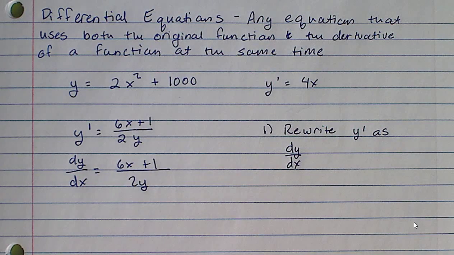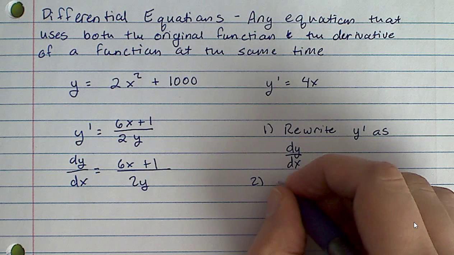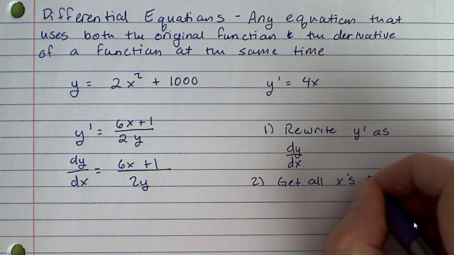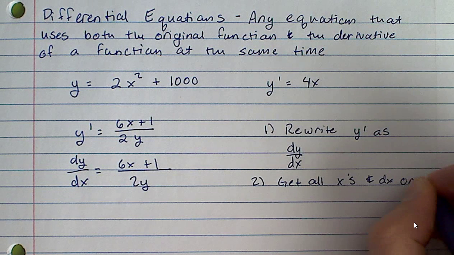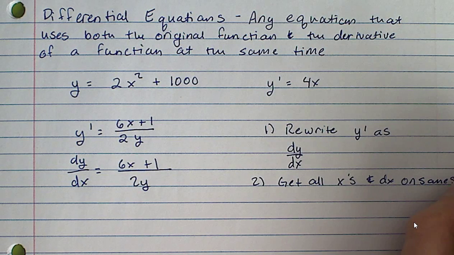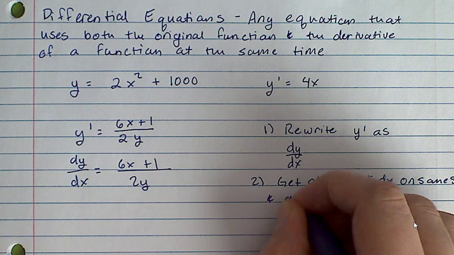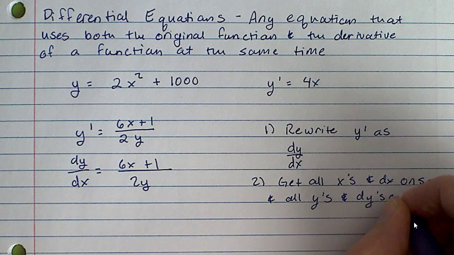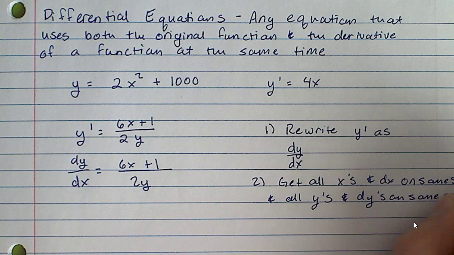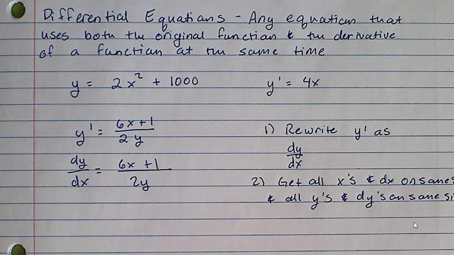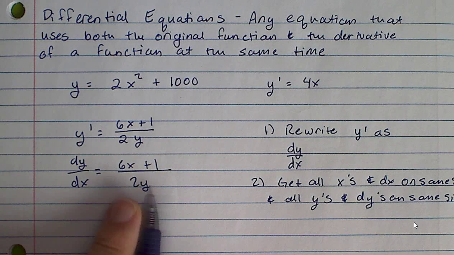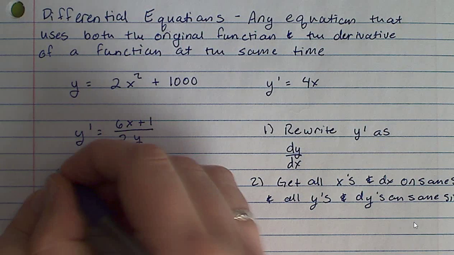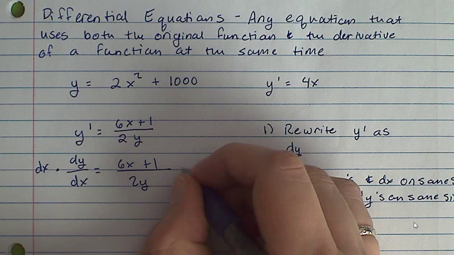Next, step number 2, you need to get all the x's and dx on the same side, and all the y's and dy's on the same side. So in this case, I'm going to start by moving all the dx's over here, and I'm going to move the 2y over there. So to move dx, I'm going to multiply both sides by dx.